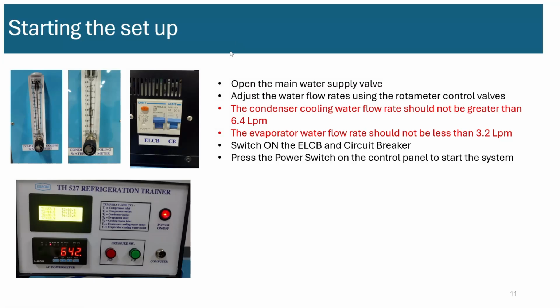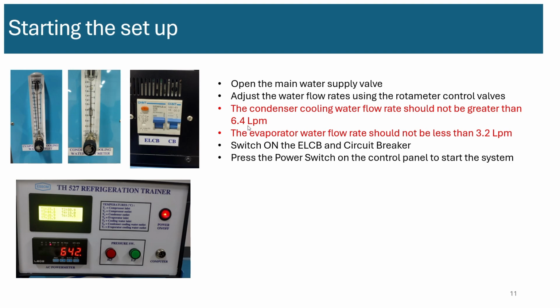Once the main water supply valve is opened, you want to make sure that you're opening the valves on the two flow meters, one for the condenser and one for the evaporator. In this case, you would be opening by rotating to the left, or counterclockwise, and closing by rotating to the right, clockwise. As you're rotating to the left, you can adjust the flow rates to the required level for your test.